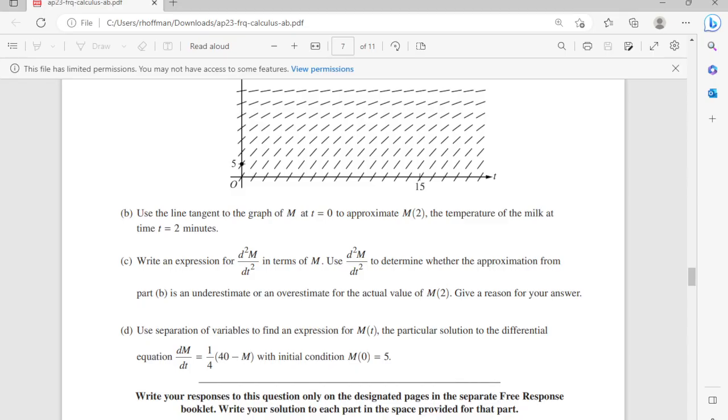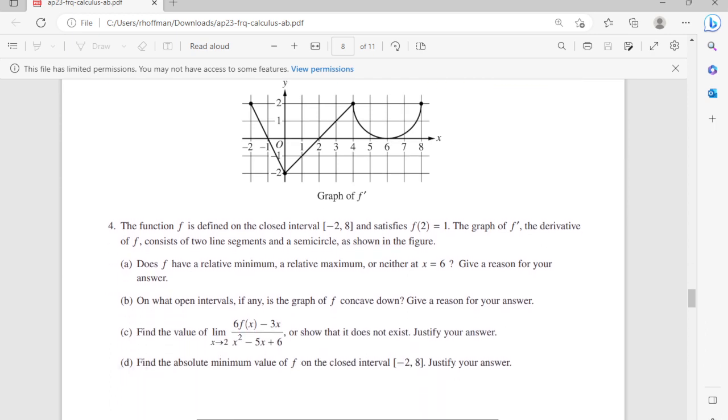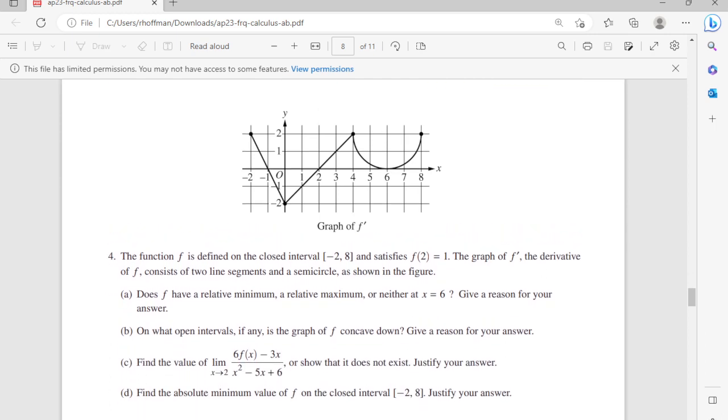Next question, number 4. Number 4 had a lot of moving parts to it because it asked about limits. It asked about maxes and mins. It asked about concave down. So there were a few different things going on here.